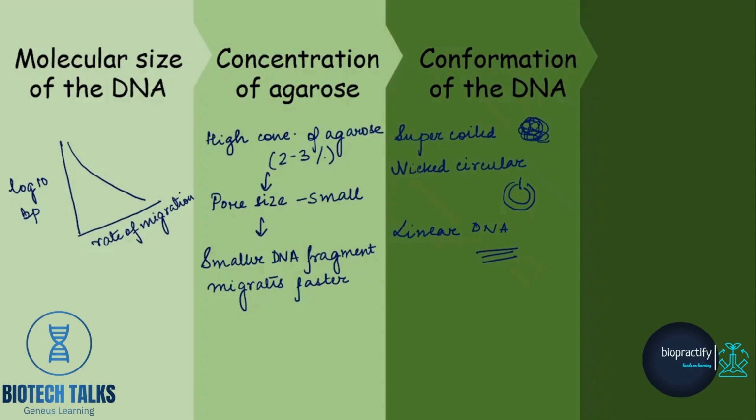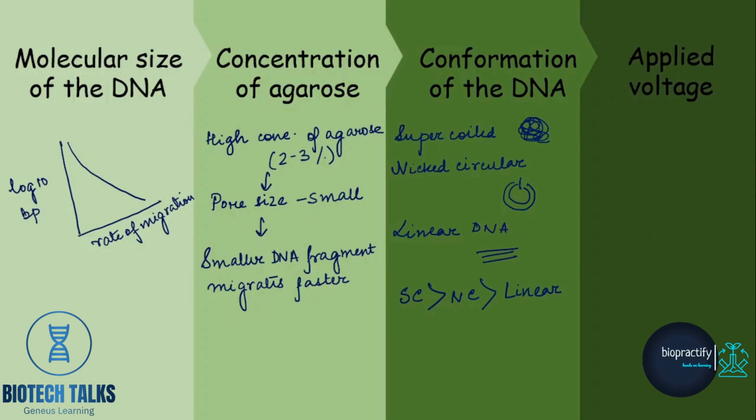Now you can understand from this diagrammatic representation that a linear DNA would face more frictional drag compared to a supercoiled DNA, which is more compact. So by this, the rate of migration of supercoiled DNA is greater than nicked circular DNA, and linear double-stranded DNA has the lowest rate of migration.